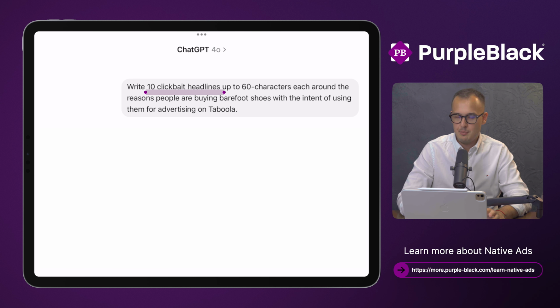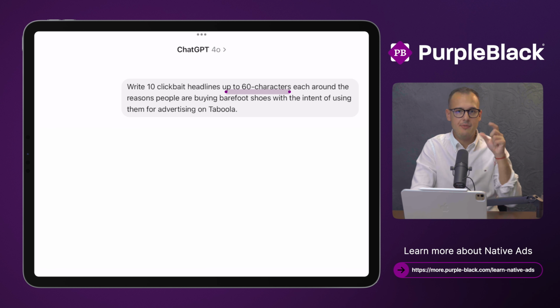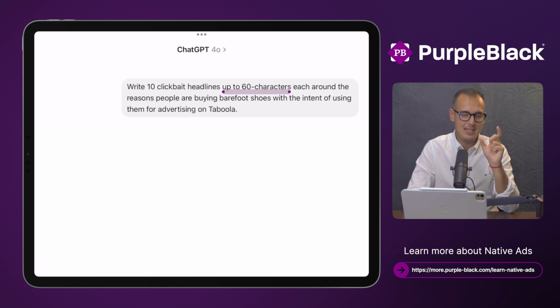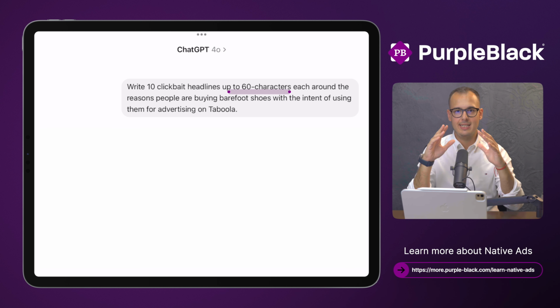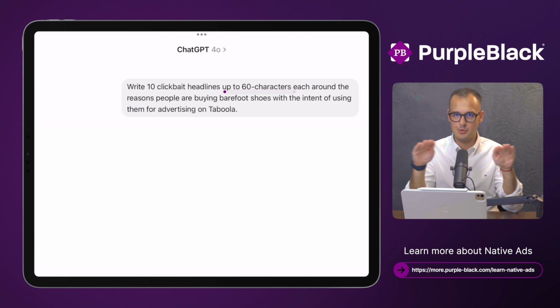First of all, 10 clickbait headlines. You can also put 20, 30, 50, whatever, but usually 10 is a good amount to start with, because then you have a selection, but it's not overwhelming. Up to 60 characters is important, because if you have more than 60 characters, it might not be visible. So you should always keep your headlines as short as possible. The shorter, the better here, because with this you can ensure that they're visible on almost every website out there.